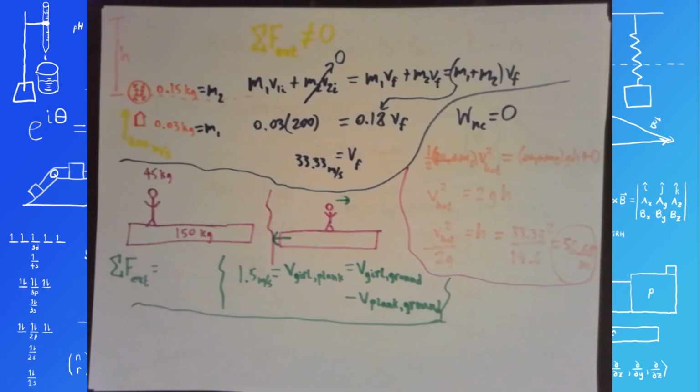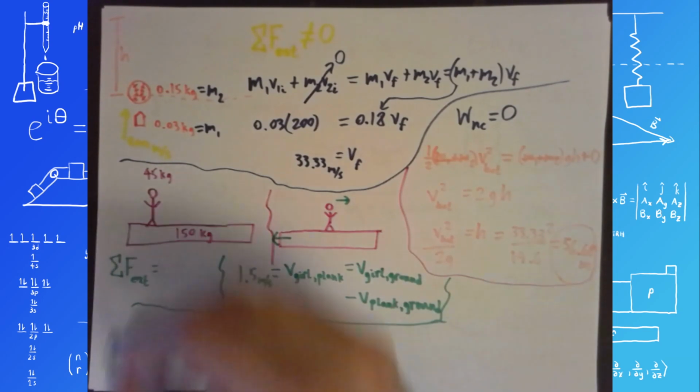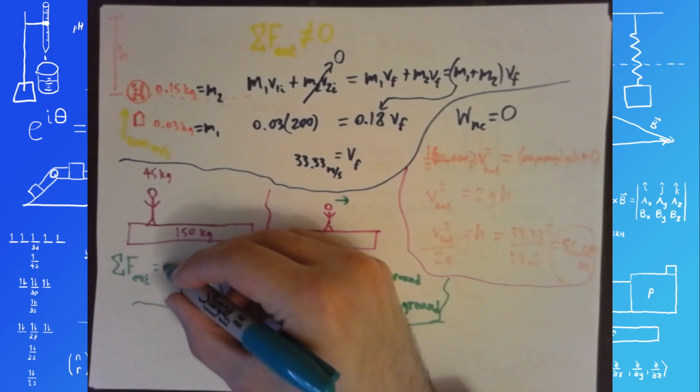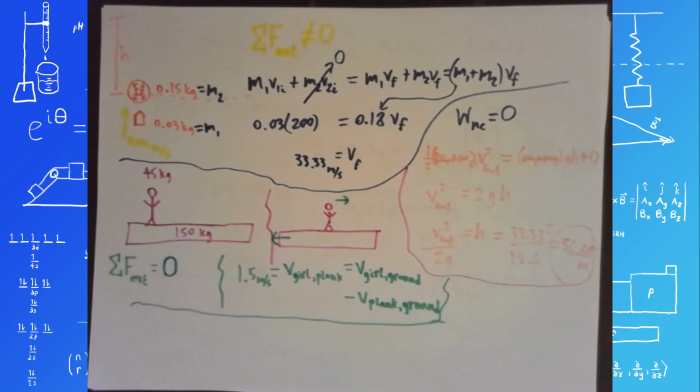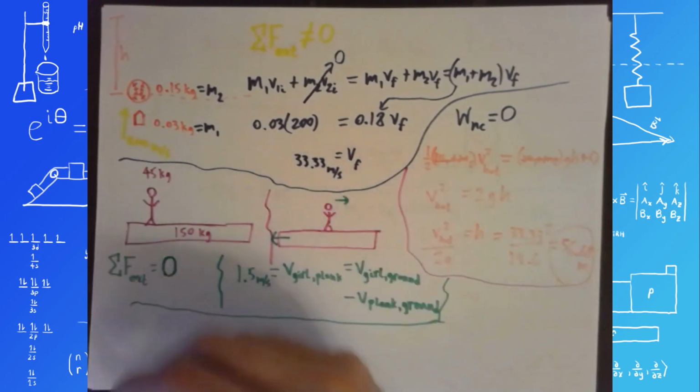And those are internal forces. Those are just forces that the two objects in this case exert on each other. So yeah, no other horizontal forces. So net external force is 0. The only horizontal forces here are forces that the objects exert on each other.